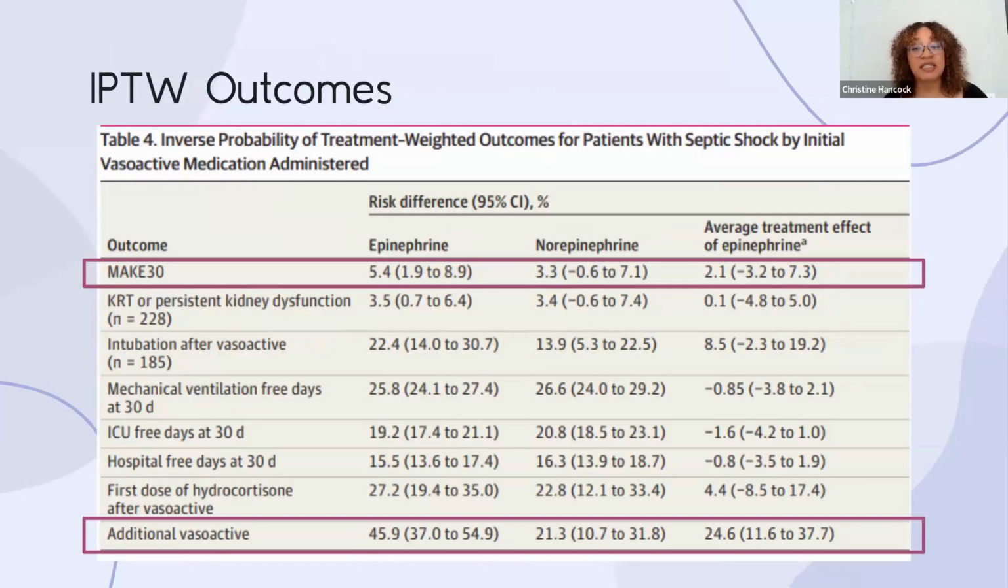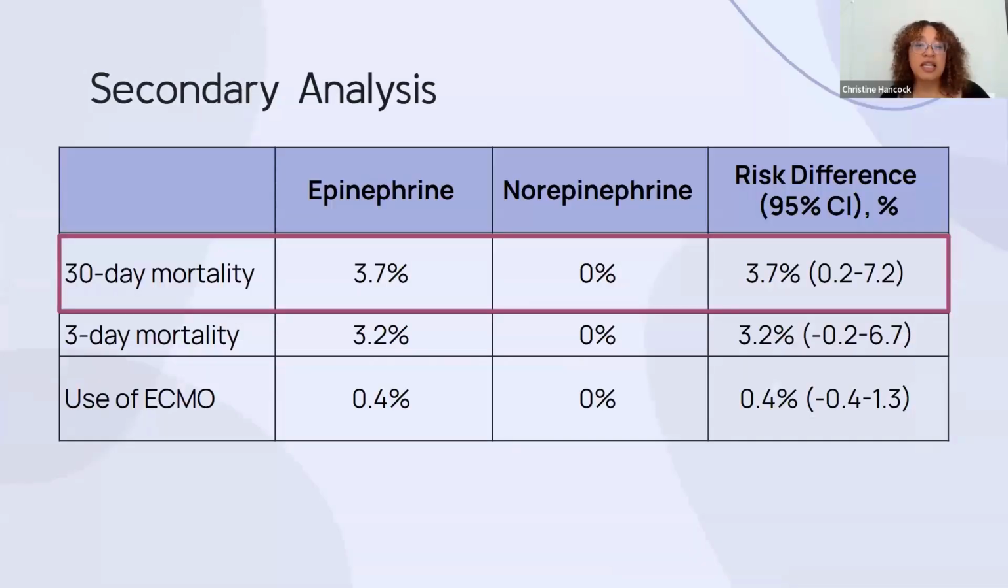The only thing that was statistically different was the addition of vasoactives, and they saw an increase of 24.6% in the epinephrine group. And then lastly, in terms of our other secondary analysis, in terms of mortality, they looked at 30-day mortality, which saw a 3.7% increase in the epinephrine group, which was statistically different. And in the 3-day group, this was not different.